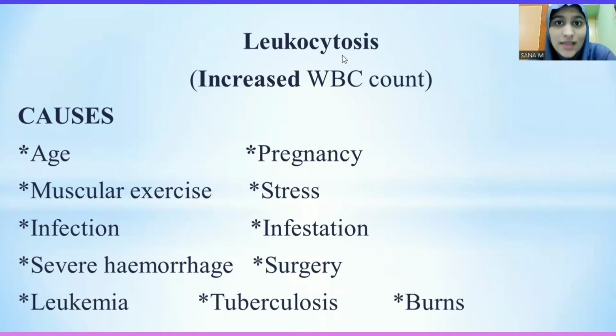Leukocytosis, that is, cytosis means increased. Leuko means white blood cell. So an increased white blood cell count is leukocytosis. Causes are age, muscular exercise, infection, severe hemorrhage, leukemia, pregnancy, stress, infestation, surgery, tuberculosis, and burns.